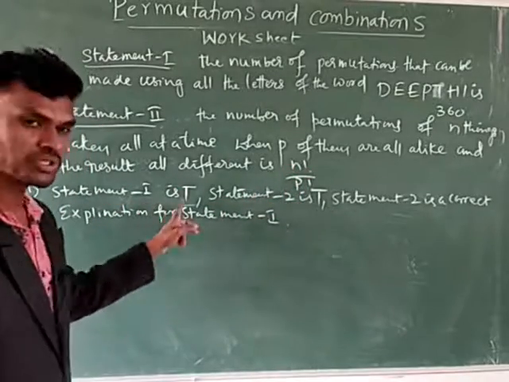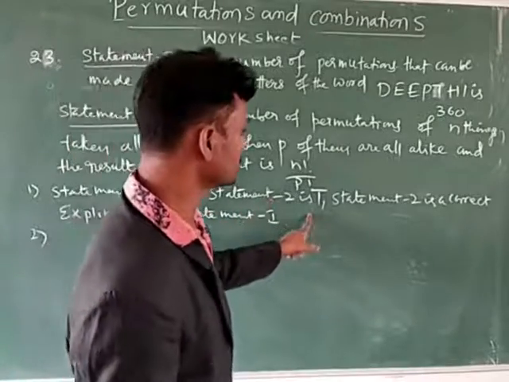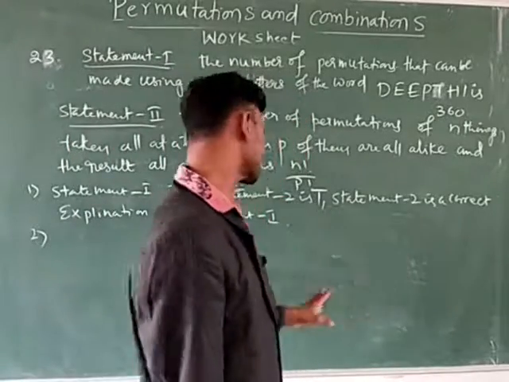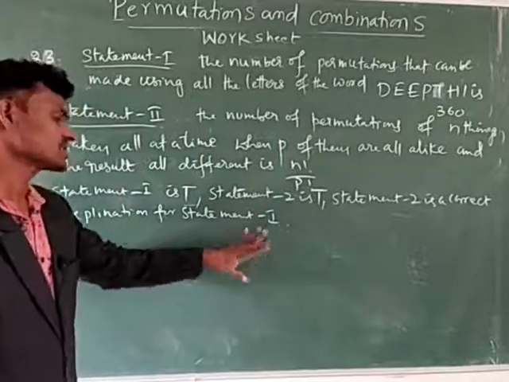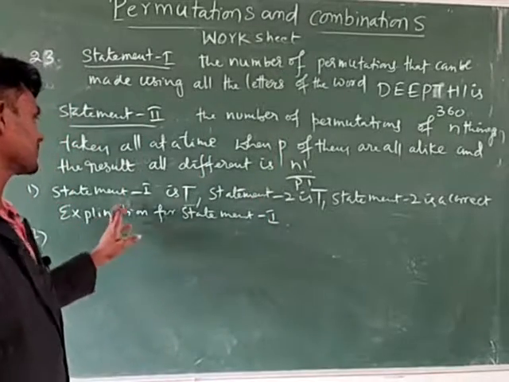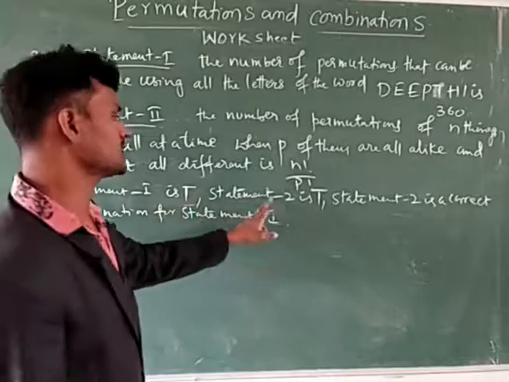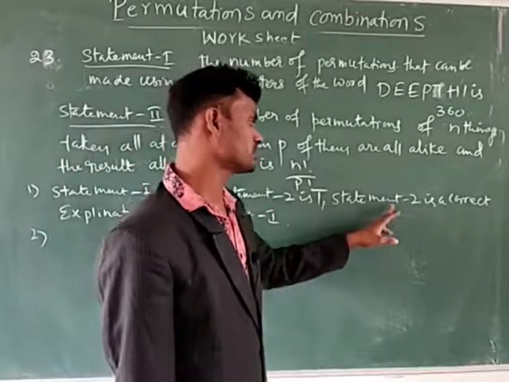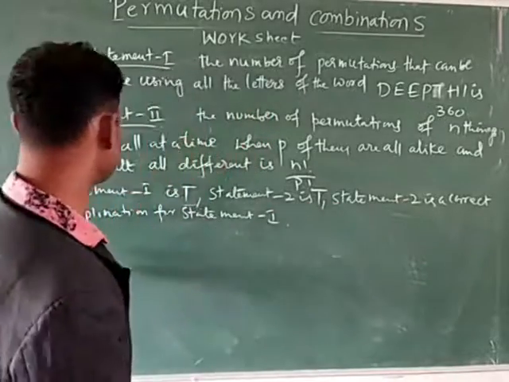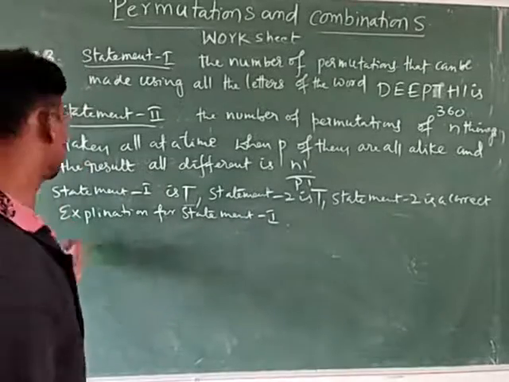Statement 1 is true and statement 2 is also true, and statement 2 is the correct explanation for statement 1. Next option is statement 1 is false and statement 2 is true. Next option is given. There are 4 options, but here I take the first option.